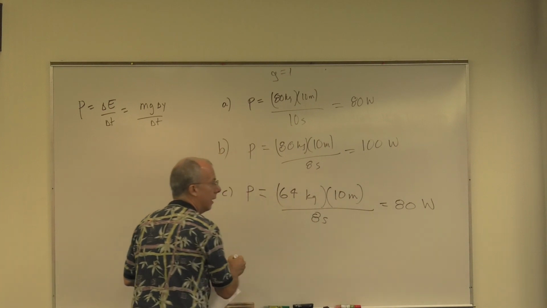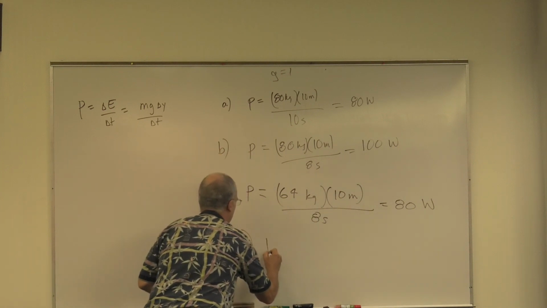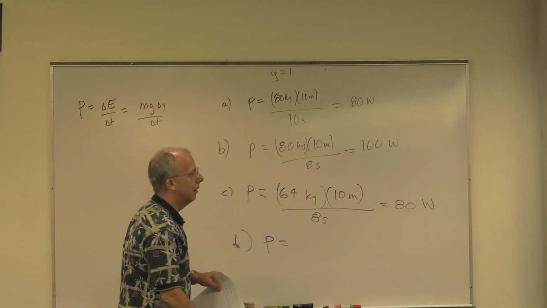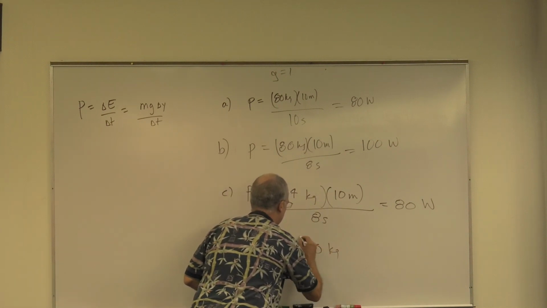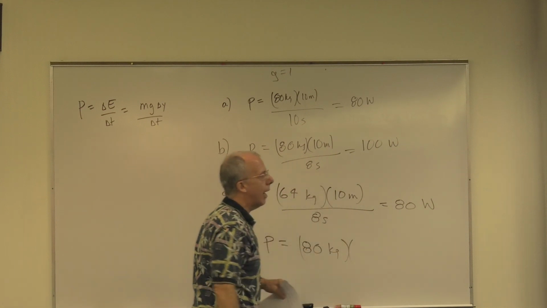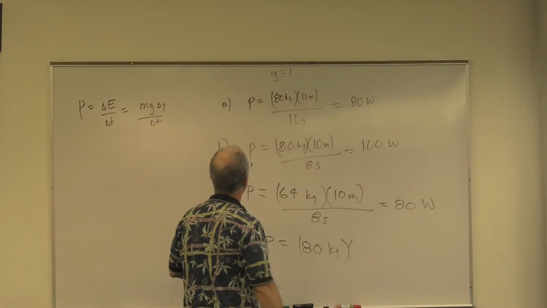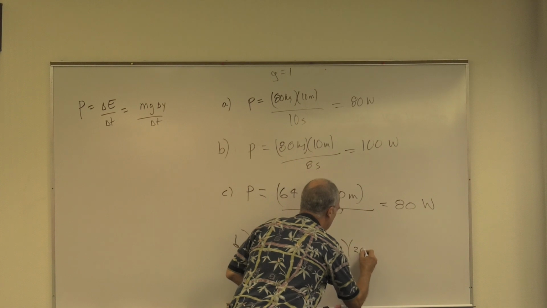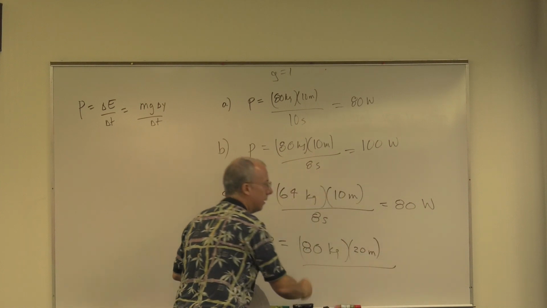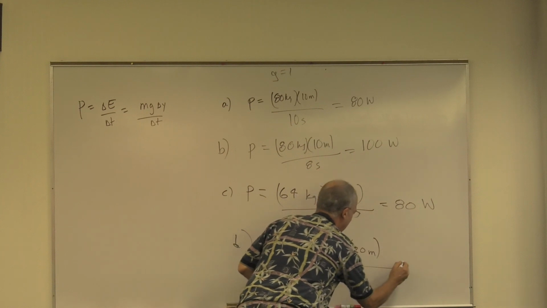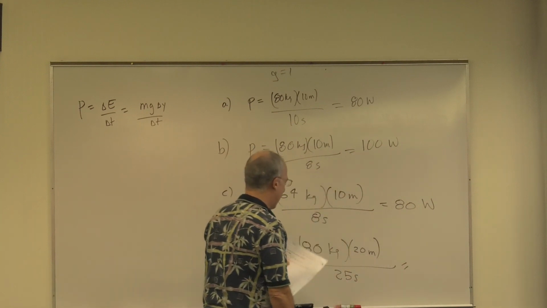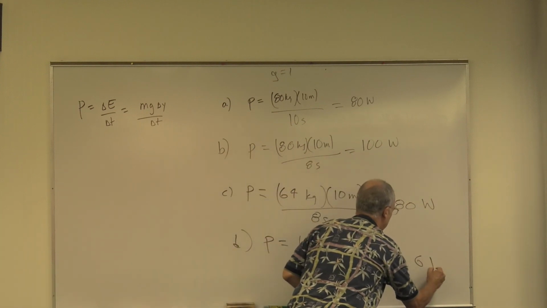And then D. The mass, 80 kilograms. Now this time the height is 20 meters, and the time is 25 seconds. I promise you do that, you get 64. 64 watts.